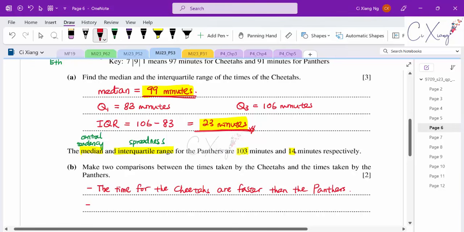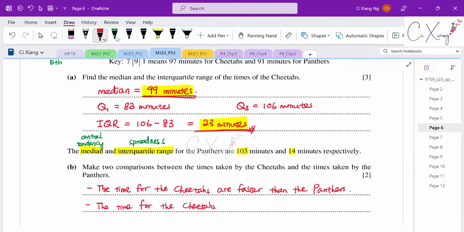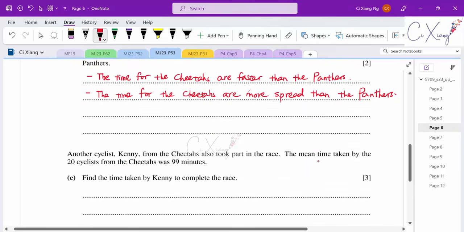The group of cheetahs is more spread. So you can write it like this: the time for cheetahs is more spread because the value is larger, more spread than the Panthers. You can see that the 2 points here are talking about two different things, where the first one is talking about central tendency and the second one is talking about spread. All right, then after that, let us proceed to part C.